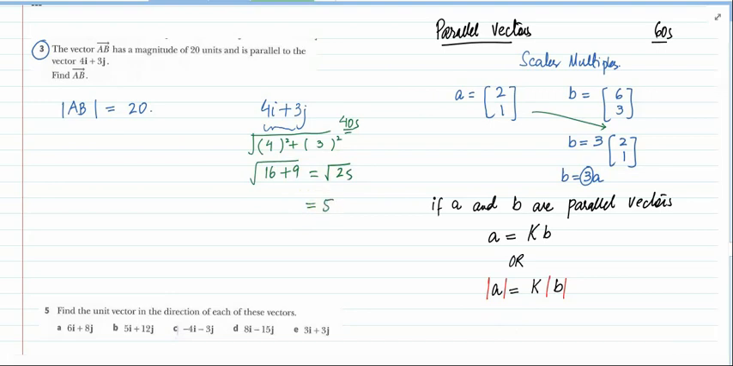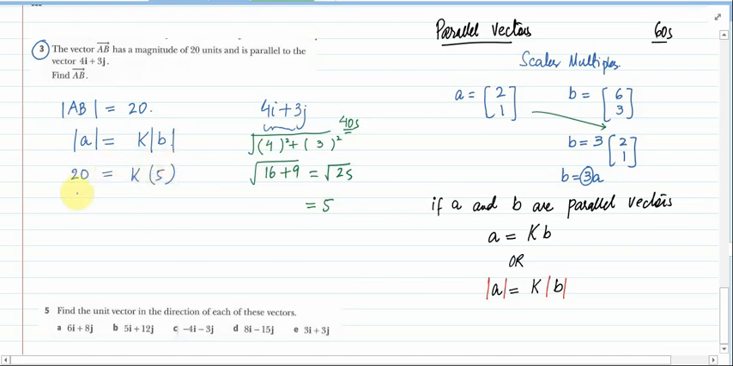Now, as I have told you, when we are dealing with magnitude, we need to apply this working formula. The vector AB is parallel to this vector, so I'm going to say that A is equal to K times B. Since we have magnitude, I'm going to apply the sign of modulus here. The magnitude of A, which is 20, is equal to K times the magnitude of B, which is 5. You get the value of K, and that is equal to 4.